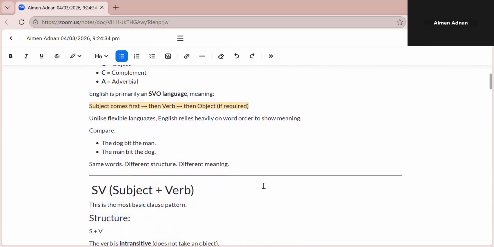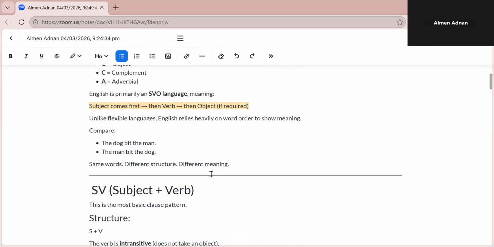If you look at a simple example I have just given, the dog bit the man, and the man bit the dog. It is a simple structure, which is an SVO structure. We have a subject, the dog, then we have bit, which is the verb, and then we have the object, which is the man. Same words, but different structure, and they are conveying different meanings. That is why sentence structure is very important. One should know what meaning they want to convey, and that is where you have to learn the correct use of sentence structure.